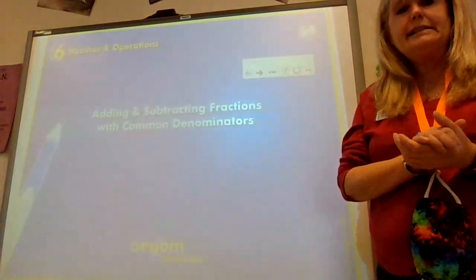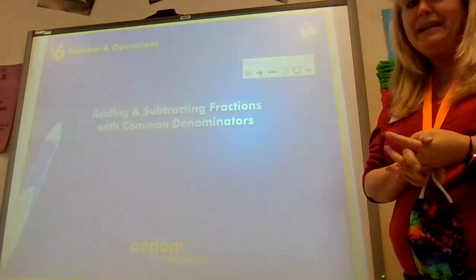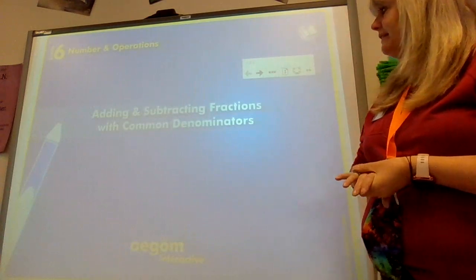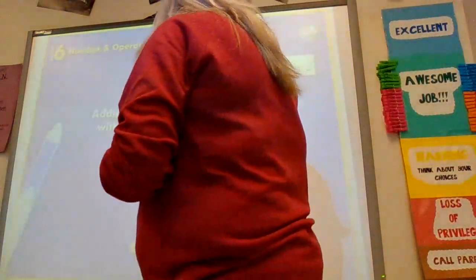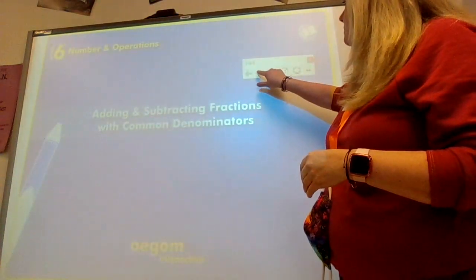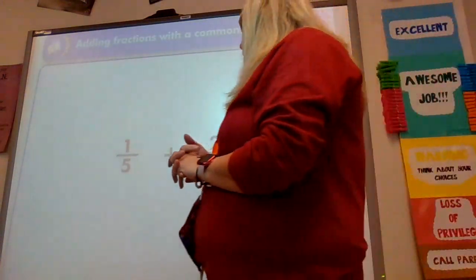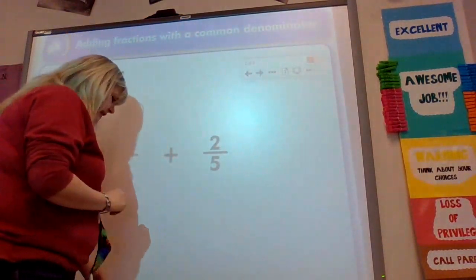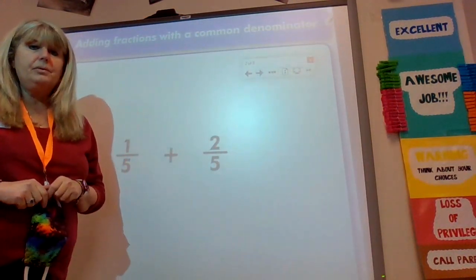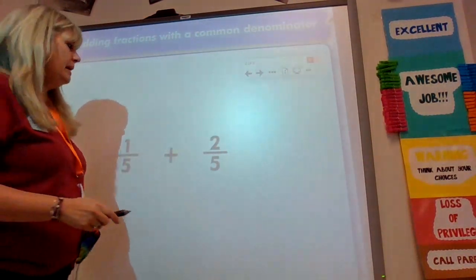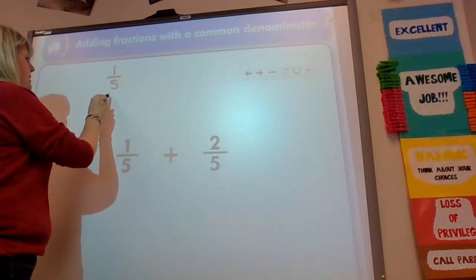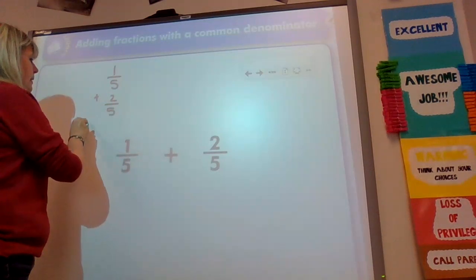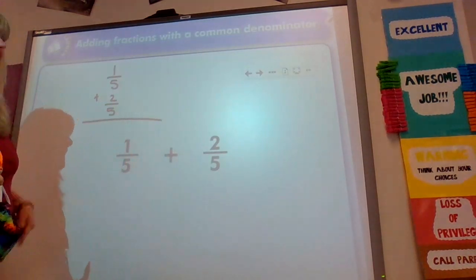Okay, boys and girls, we're going to continue on with our lesson 4.3e, adding and subtracting fractions with common or like denominators. So let's see what we've got. All right, we've got 1/5 plus 2/5. First thing you're going to do is line them up. So 1/5 plus 2/5. Pay attention to your sign.